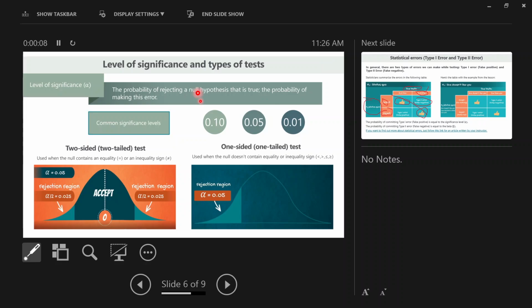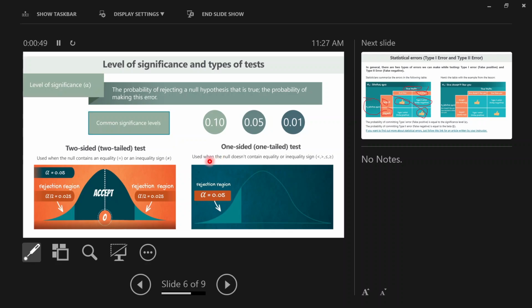We are saying that it was level of significance and type of test. We say that level of significance is the probability of rejecting a null hypothesis that is true. And we have the three main ones here, right? 0.1, 0.05, and 0.01, which of course we express as percentages. These are 10%, 5%, and 1%, right? So we have two types of tests, the two-sided, or what is called the two-tailed test, and the one-sided or the one-tailed test.